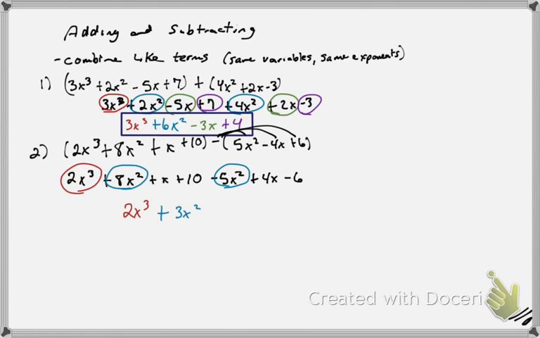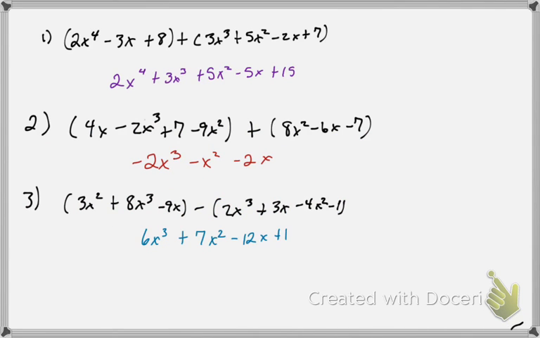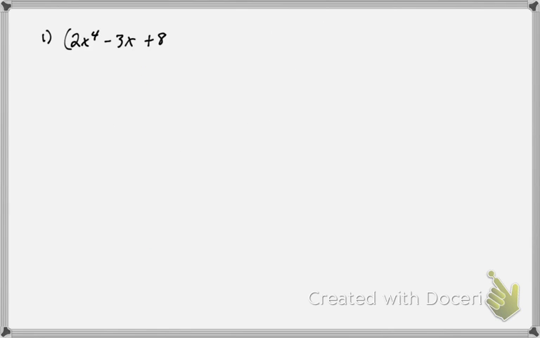Next thing I would look at is my plain x's. In this case, I see positive x and positive 4x. 1x plus 4x would be 5x. And then finally, we would finish with 10 subtract 6. 10 minus 6 would be 4, which is going to give us our answer.